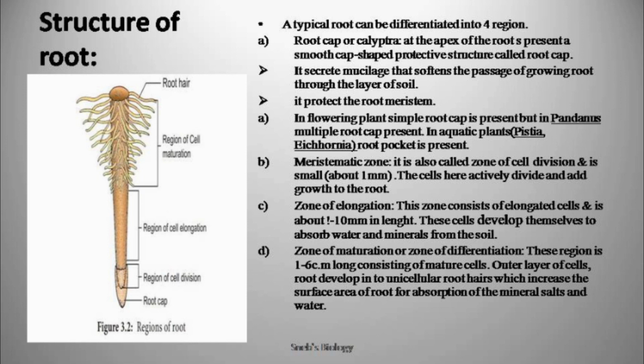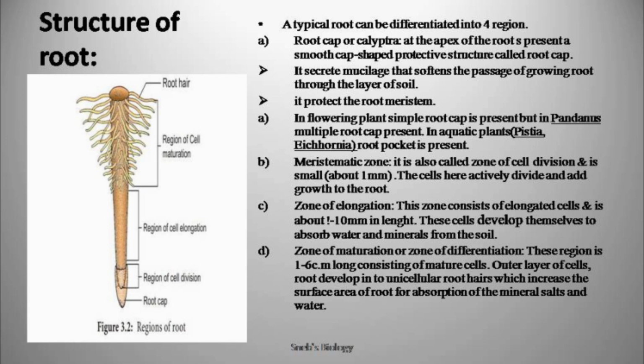Then zone of elongation. This zone consists of elongated cells situated just behind the growing point, that is the meristematic zone. It is about 1 to 10 millimeter in length. Cells of this region lose power of division, become elongated with a large central vacuole filled with cell sap. These cells develop themselves to absorb water and minerals from the soil.